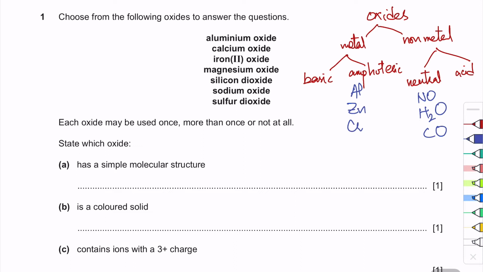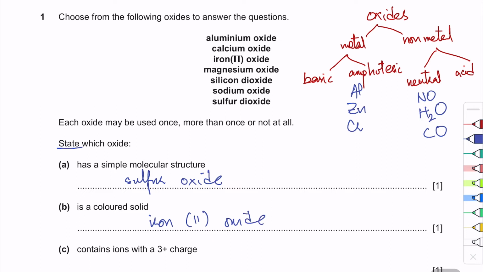All right, so let's move on. Has a simple molecular structure. Simple molecular structure implies it's a non-metal oxide, so that should be sulfur dioxide. Now, you can write the formula or the name because they did not specify whether you name it or write the formula. You just have to state. Is a colored solid, so that would mean it has transition metal ions in it. So that should be iron(II) oxide.